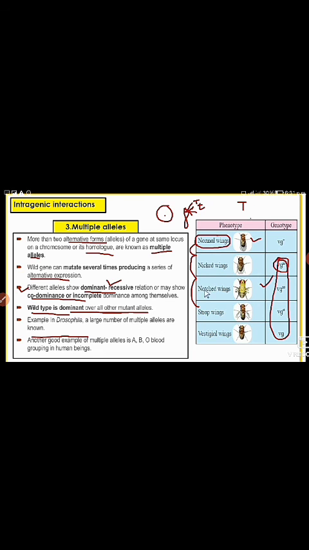So in Drosophila, a large number of multiple alleles are known, and another example of multiple alleles is the A, B, O blood grouping in human beings. Here Vg plus is the wild type, and nicked wing, notched wing, strap wing and vestigial wing are the mutated types from the wild type. So this phenomenon is called multiple alleles.